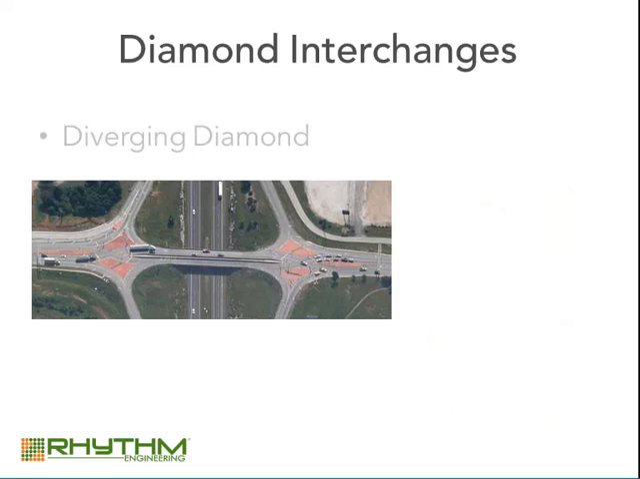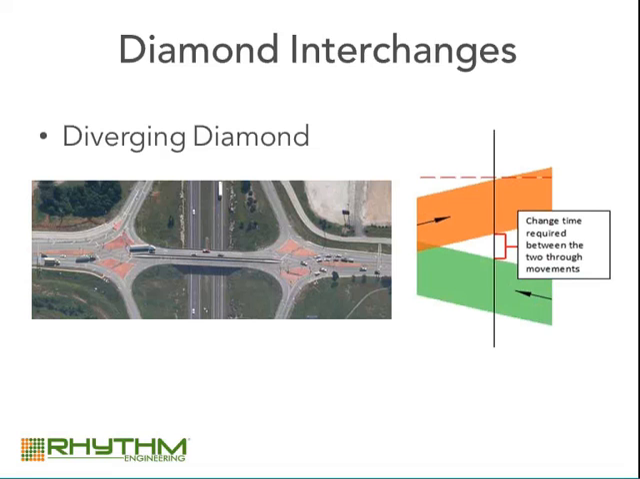The divergent diamond interchange is a specialized diamond interchange that crosses through traffic onto the left side of the roadway. InSync views this as one intersection. It is necessary to configure the tunnels such that a gap occurs in between opposing tunnels. The gap needs to be large enough for the first platoon to clear the second crossover point, plus the amber and red time before the opposing platoon arrives at the interchange.